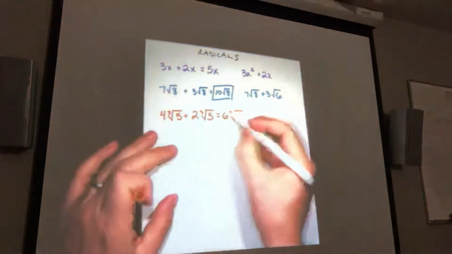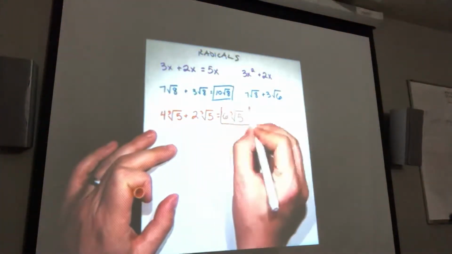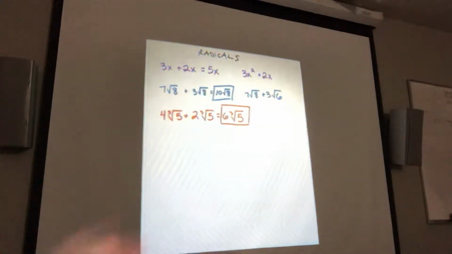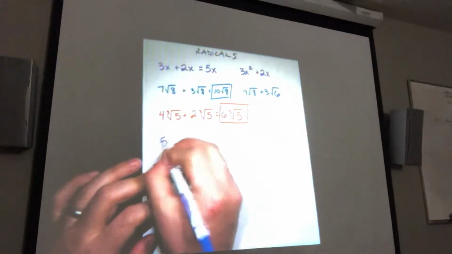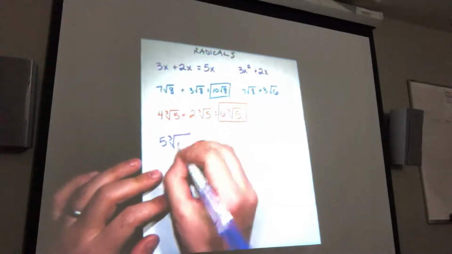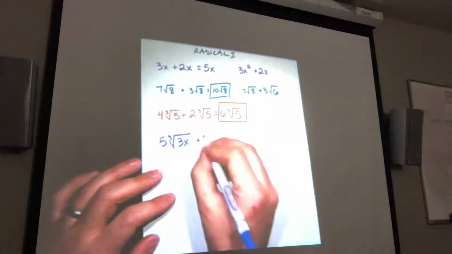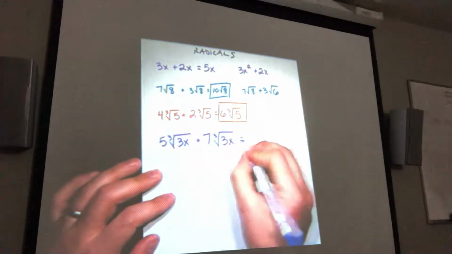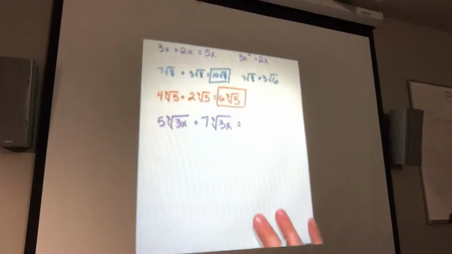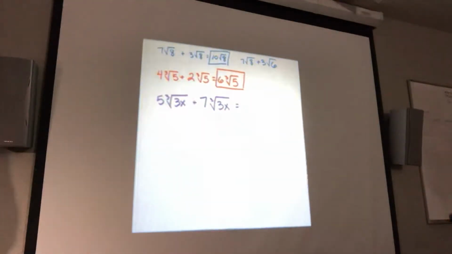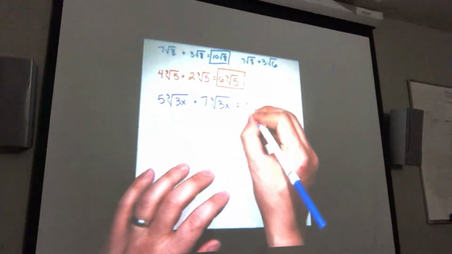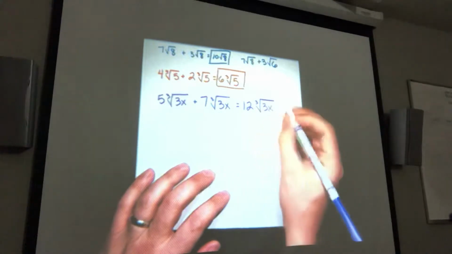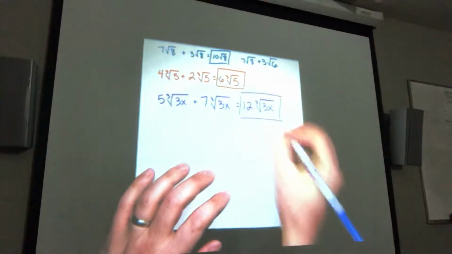And not only does it work no matter what the root is, but it works no matter what is inside the root. For example, if I did 5 cubed root of 3x plus 7 cubed root of 3x, my answer here would be 12 cubed root of 3x. There you go. Easy.